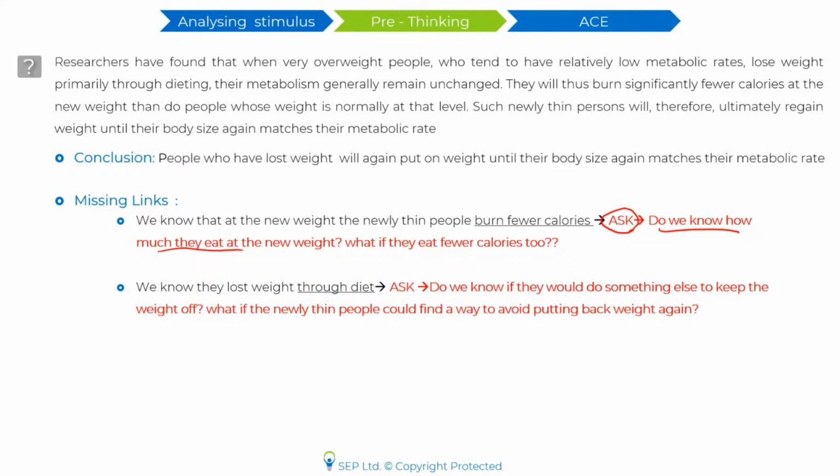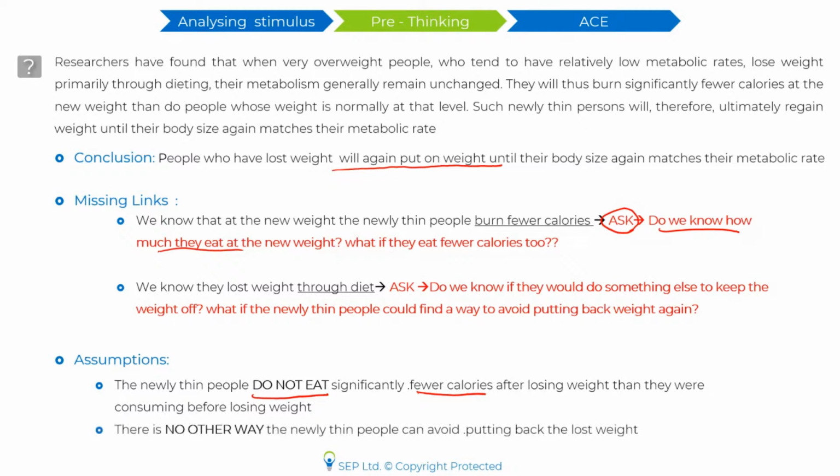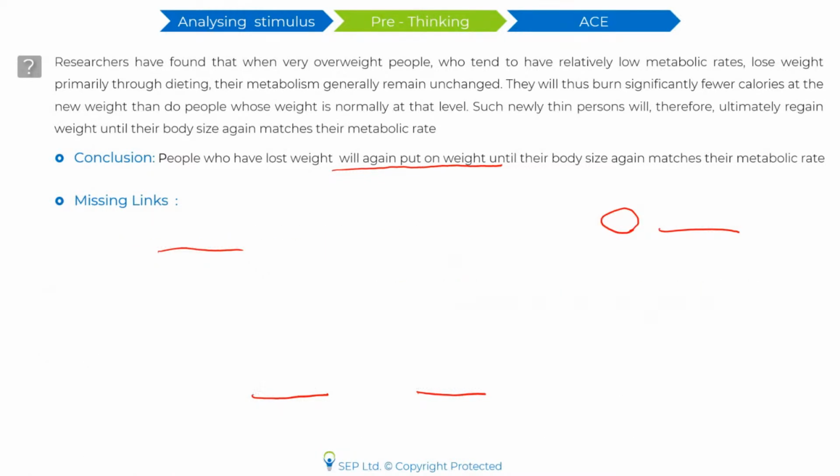So when the author says that people who have lost weight will again put on weight, the author has thought that they will not eat fewer calories. So they will burn fewer calories and they will eat more calories. And the author has assumed that these newly thin people are not going to do anything else to avoid putting back the lost weight, right? Clear?